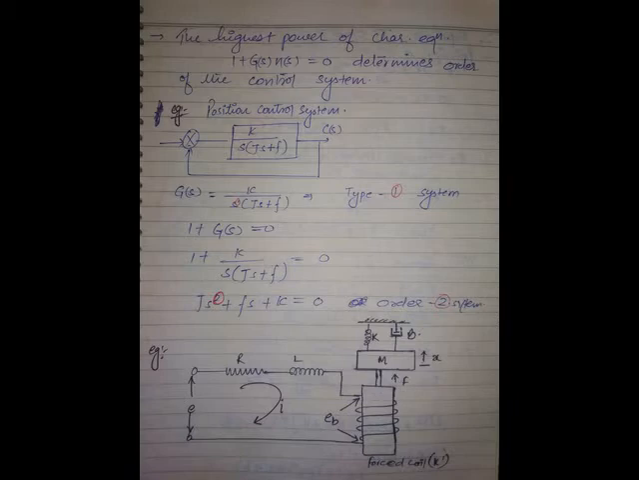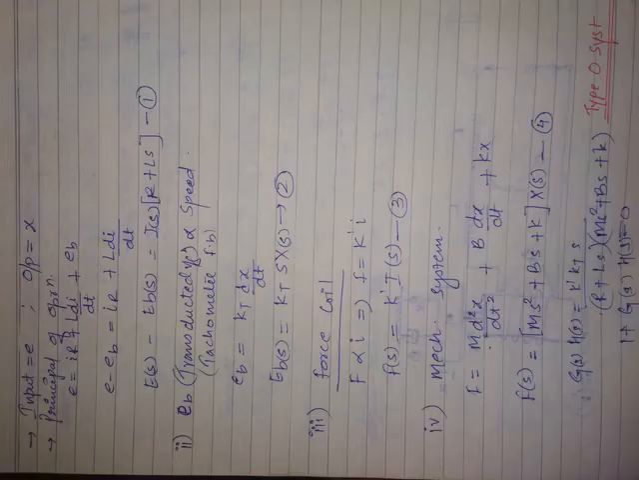Next, at gears, output C is directly proportional to theta. Output C is N into theta, N is the teeth ratio of the gears. This is the seventh equation.